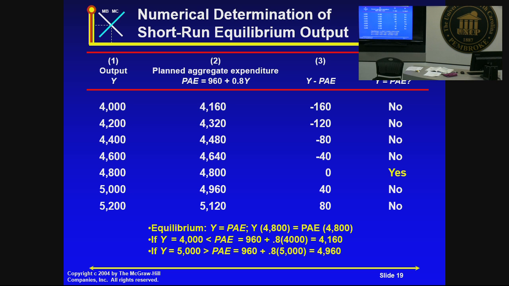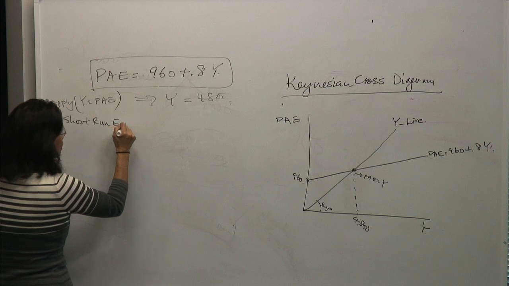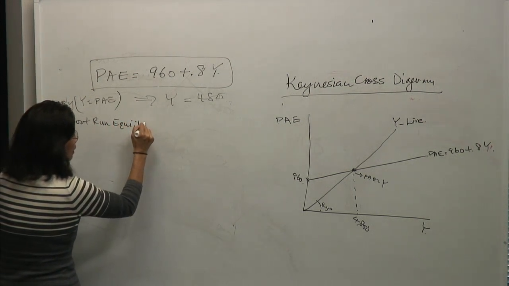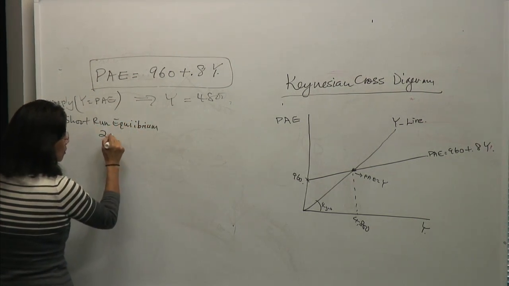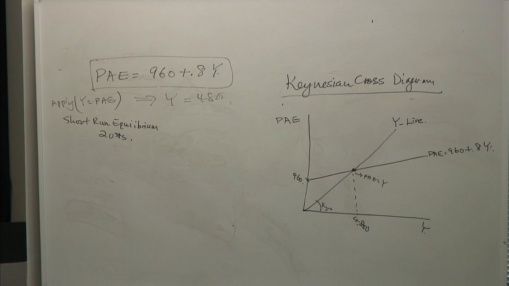Now this equation here is called short run equilibrium. Did I tell you how many stars this is the other day? 20. This is very important. If you don't know that equation, you cannot solve it mathematically. And then later on in the next chapter, we come back to visit that, okay?